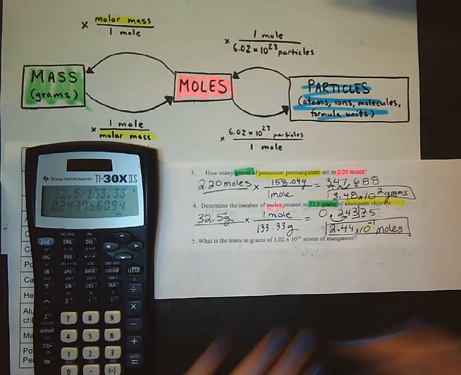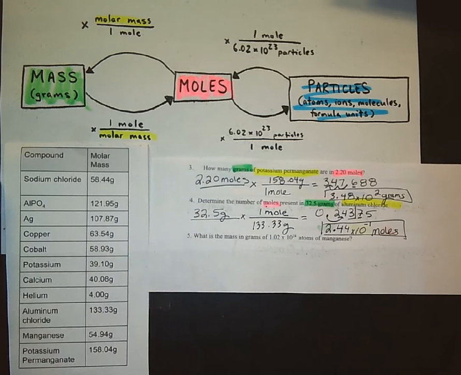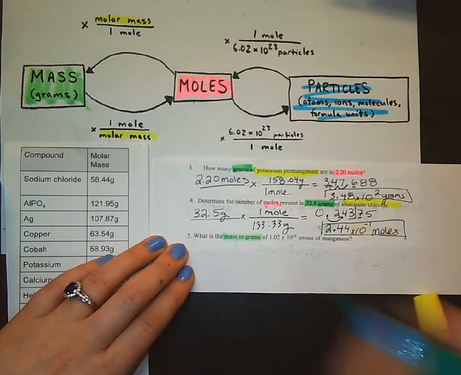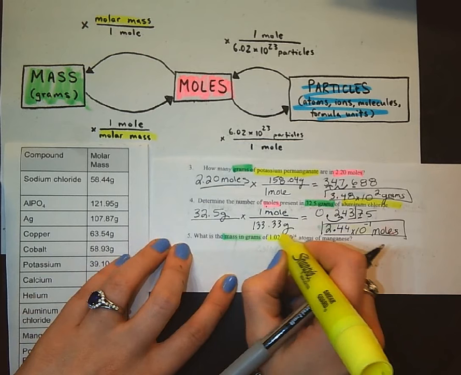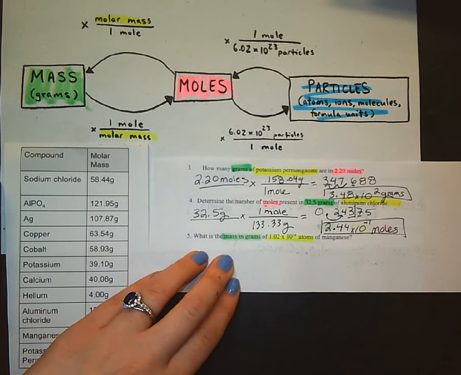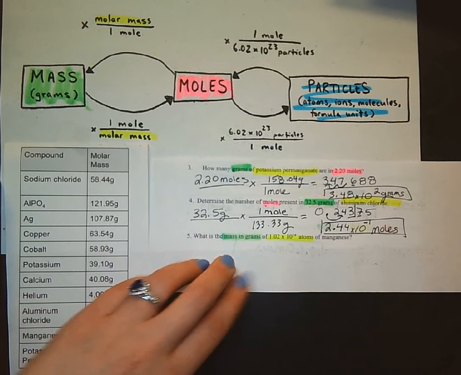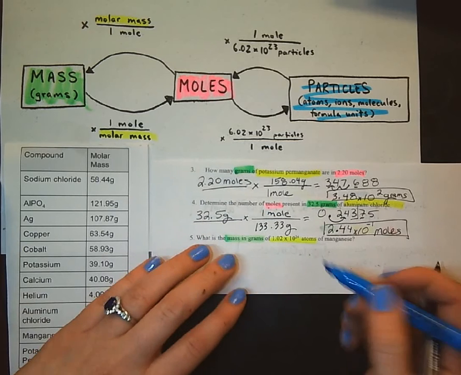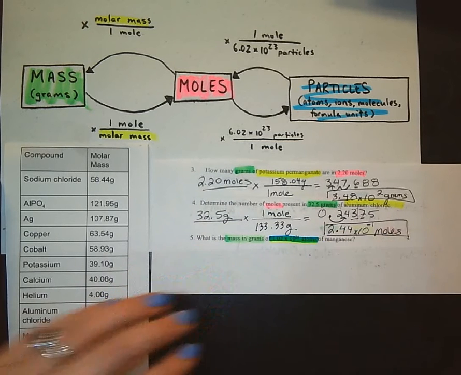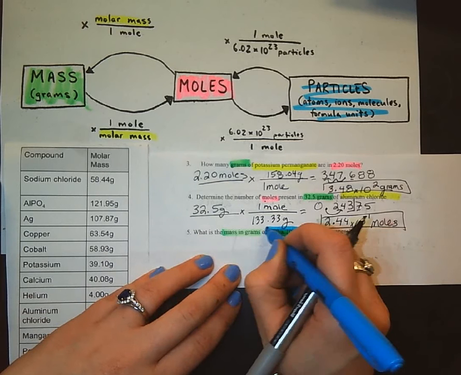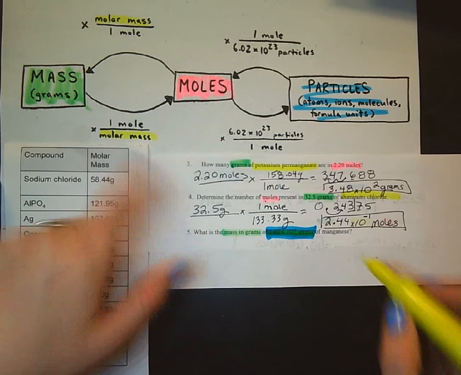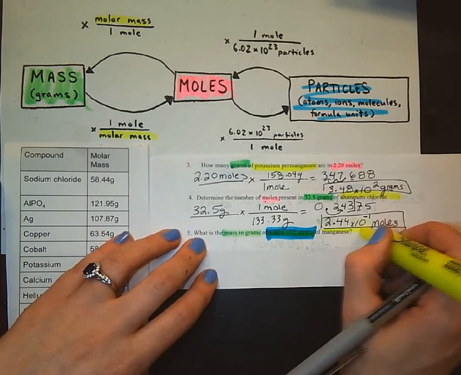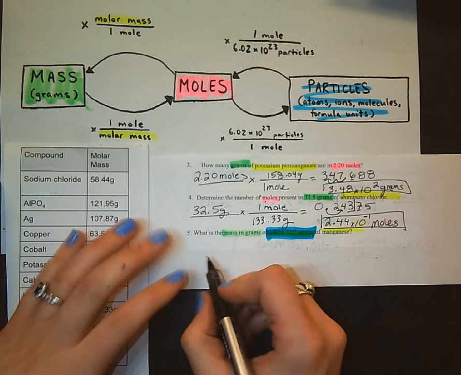And last problem. Okay, what is the mass in grams of 1.02 times 10 to the 24th atoms? Oops, I highlighted that wrong. Alright, this should be in blue. Oh, now it kind of looks green. But this should be in blue because it's atoms. Now it looks very blue. Of manganese. And that is your compound or your element, so that should be in yellow. Sorry about that. So go ahead and start with what you're given.